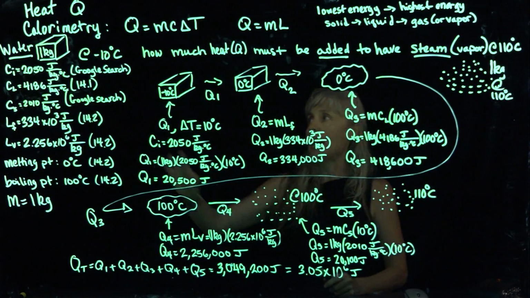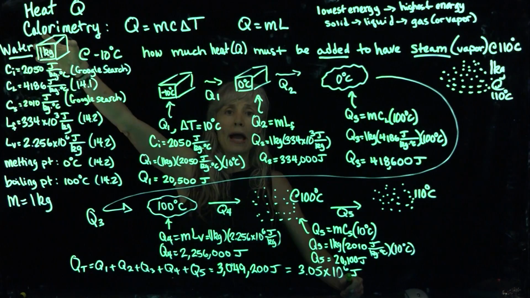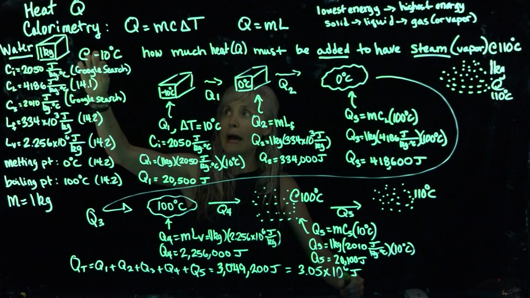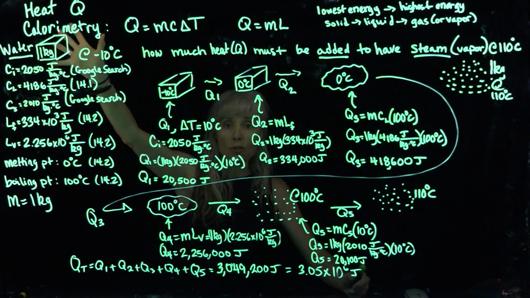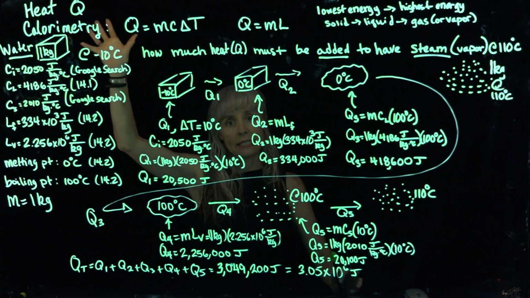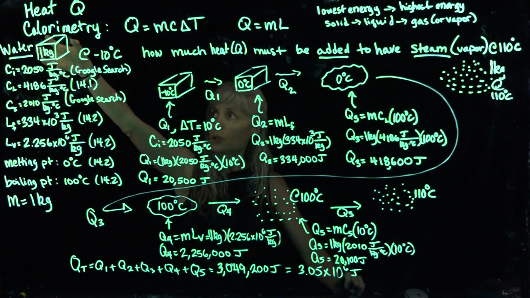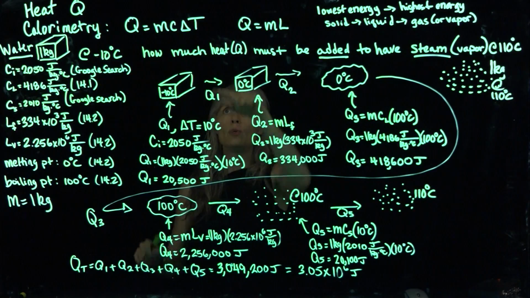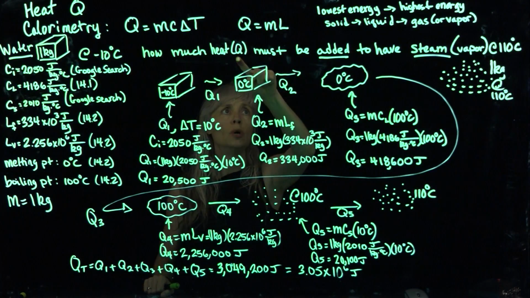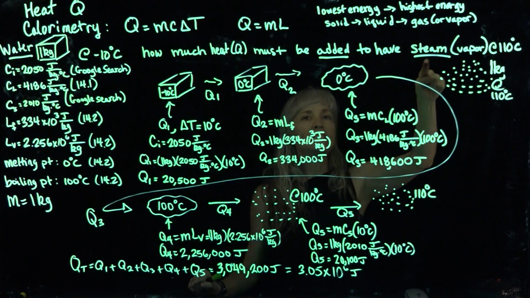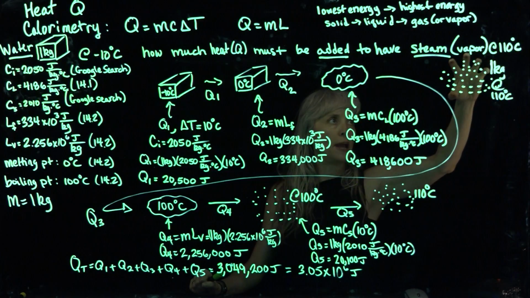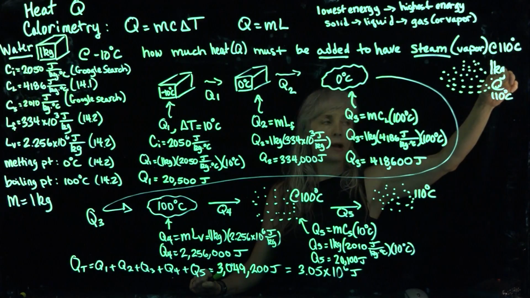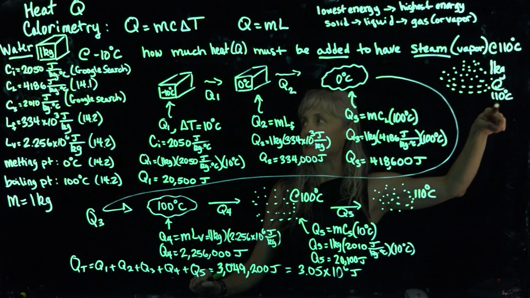The problem that we have is a 1 kilogram block of ice at minus 10 degrees C. Ice is water, and this is all going to be done at atmospheric pressure, so this is sea level dry air. We have this 1 kilogram block of ice at minus 10 degrees C, and we want to know how much heat Q must be added to have steam or vapor at 110 degrees C. So here's our vapor, mass of 1 kilogram at 110 degrees C.